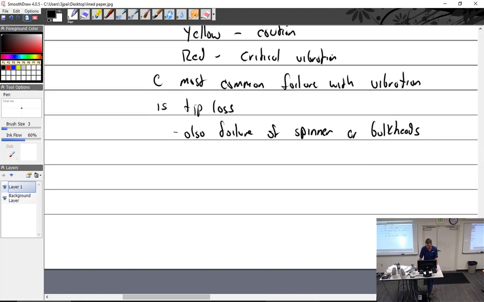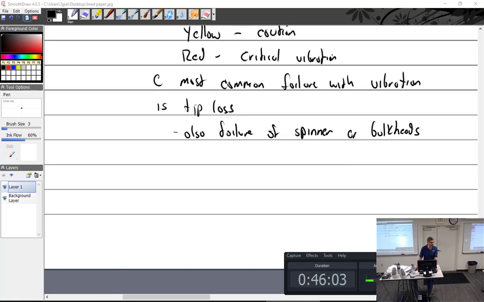Yeah. And that's why you get a fixed pitch wood prop.